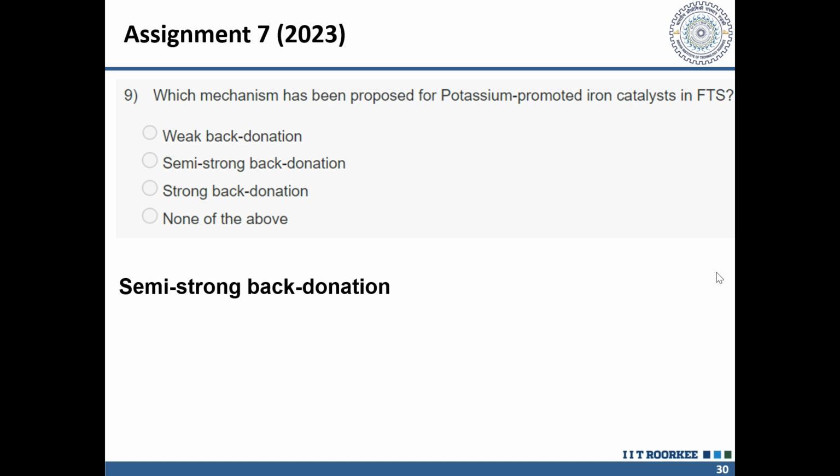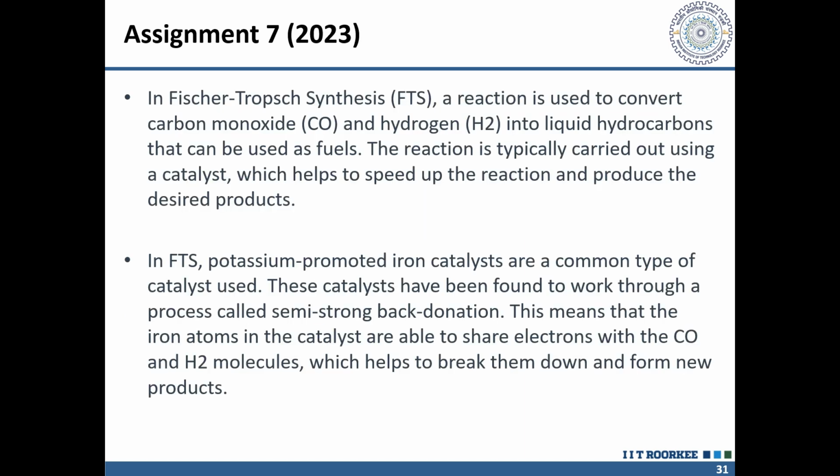So it follows the mechanism of semi-strong back donation. It might seem complicated here. I will explain this in the next slide. Before going to the mechanism, what is FTS? FTS is Fischer-Tropsch synthesis, a reaction to convert carbon monoxide and hydrogen to liquid hydrocarbons. The major aim is to make products which can be used as a fuel.